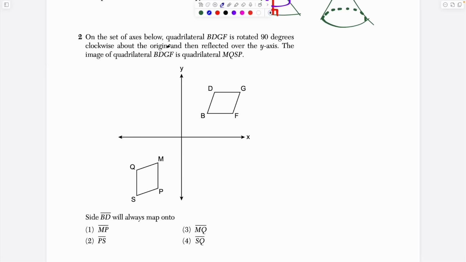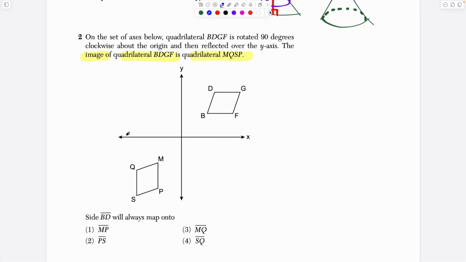Question 2: On the set of axes below, quadrilateral BDGF is rotated 90 degrees clockwise about the origin and then reflected over the y-axis. The image of quadrilateral BDGF is quadrilateral MQSP. And over here we have side BD will always map onto, and we have these 4 options to choose from. For this question, there's a nice way we could get right to the answer. When they said that the image of quadrilateral BDGF is quadrilateral MQSP, they told us the corresponding order of the points.